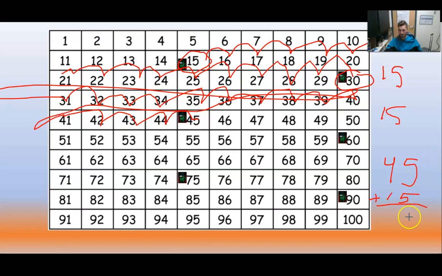5 plus 5. 5 ones plus 5 ones is 10 ones. We're going to carry over the 1. 1 plus 4 plus 1. 1 ten plus 4 tens plus 1 ten is 6 tens, 60. Yeah, so there's 15 in between each imposter. Awesome. Good work, everyone.